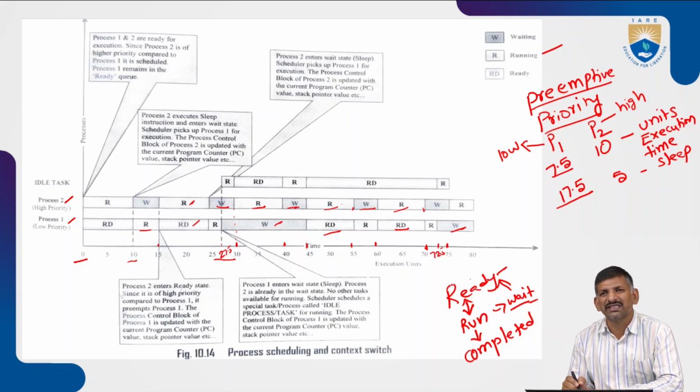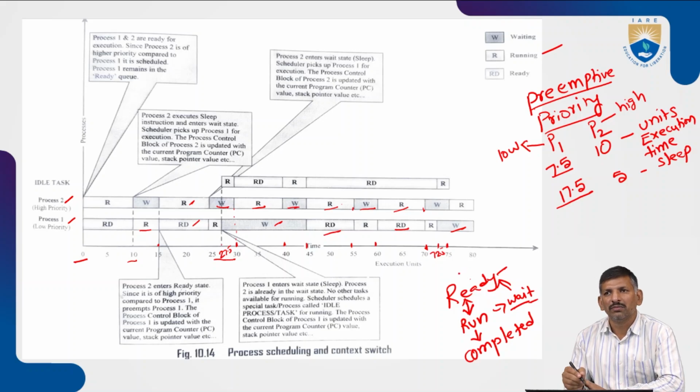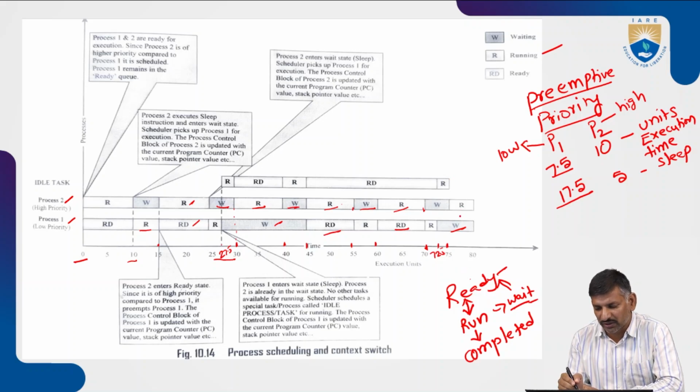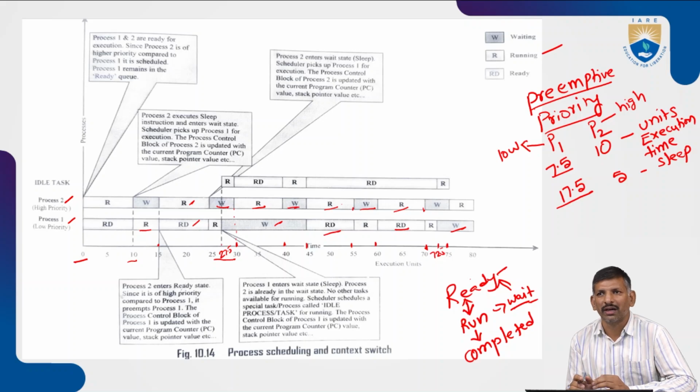the process P2 enters the ready state again. At that time, P2 is scheduled for execution. This process is repeated infinitely. Like that, the scheduler schedules the processes based on the scheduling algorithm.